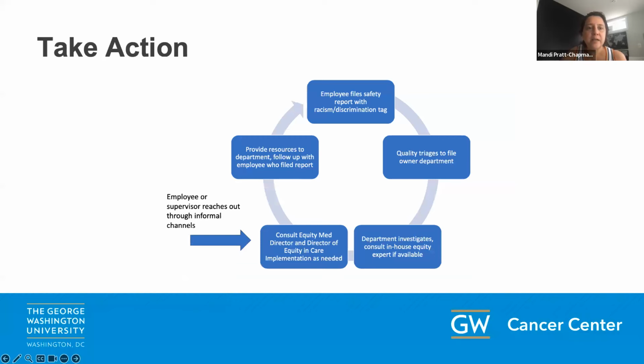And then this was their workflow: a report was filed with the racism discrimination tag, quality triaged it to the appropriate department. The department investigated and did a consult for the situation. And then the consult equity medical director and director of equity and care were brought in as needed. And then resources were provided to follow up with the person who filed the report and to remedy the situation. So that was what they did.